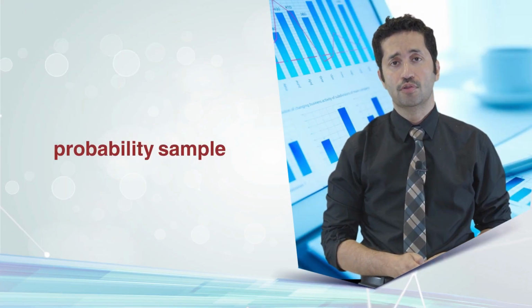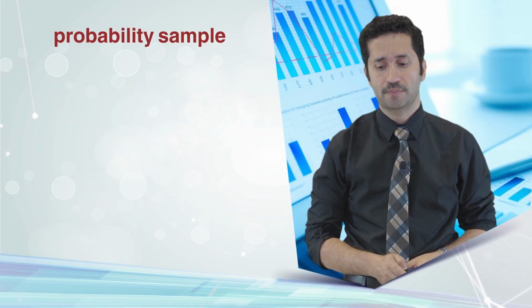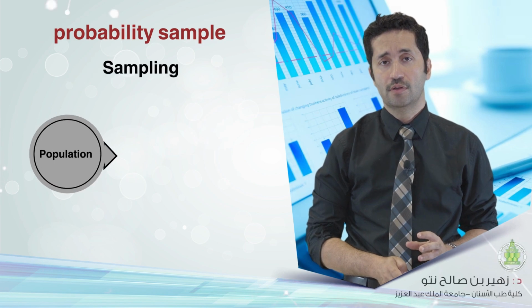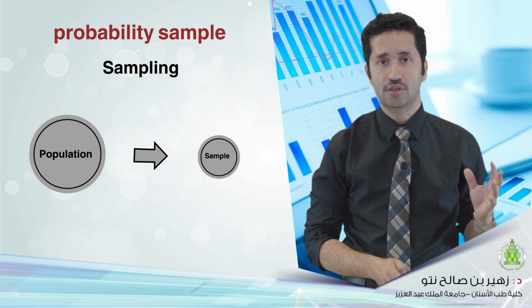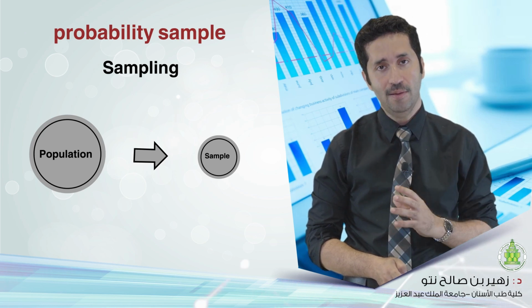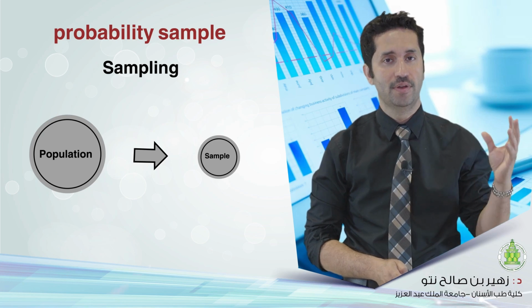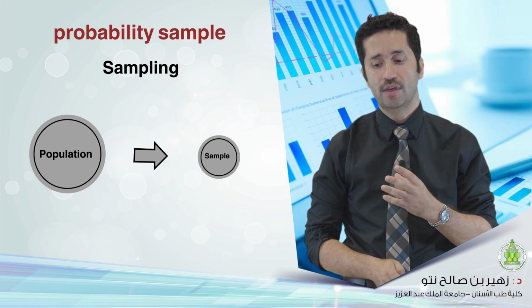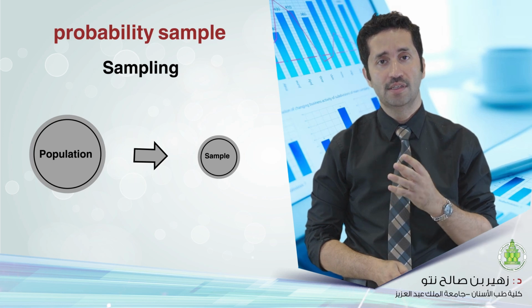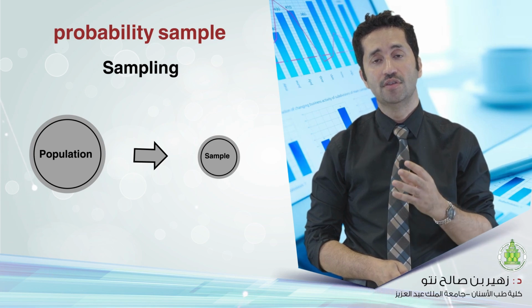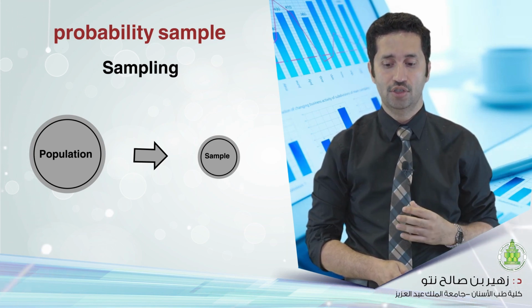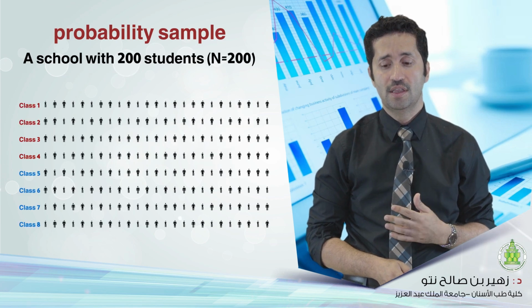In this video, we're going to talk about probability samples. Sampling is a very important concept whenever you're going to do research, because we have the population and we want to take a sample that represents that population. So how are we going to take this sample? We want to take this sample in a certain way, so it can be a valid, representative sample for the total population. So let's see the following example.